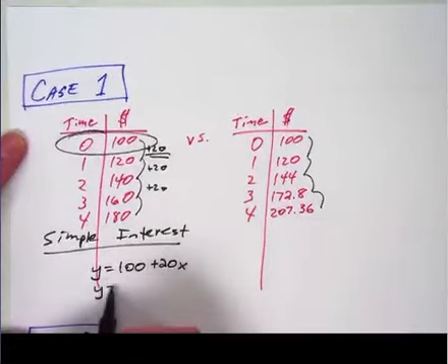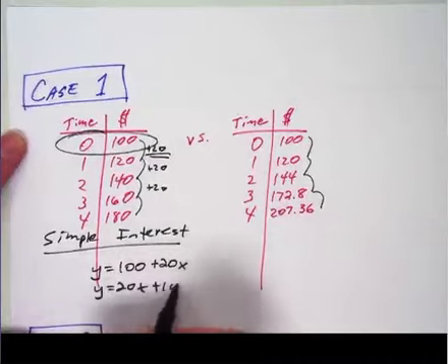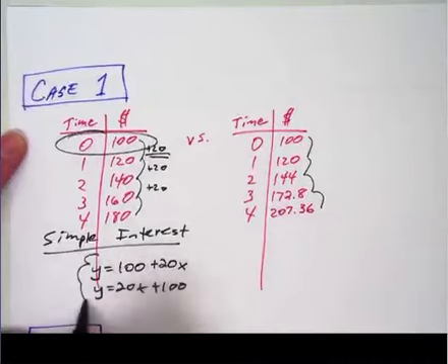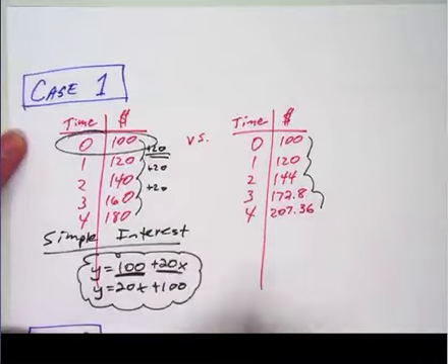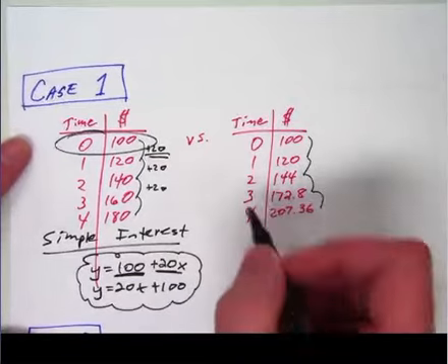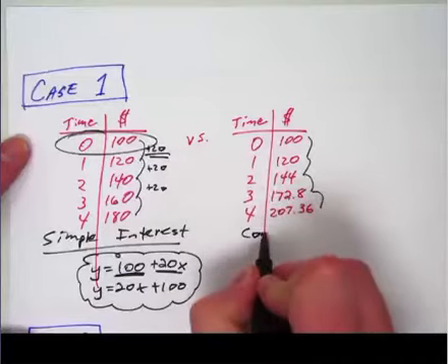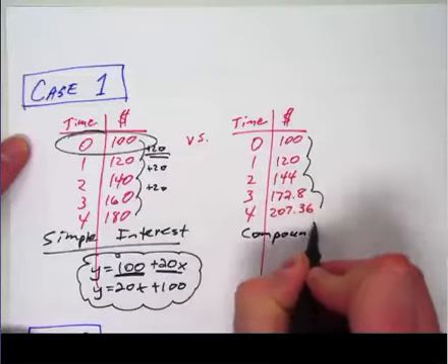I mean, most mathematicians will just call this 20x plus 100, but either one of these model the situation that we're talking about here, where you originally had $100 in the bank and you added 20 a week or something like that. If you take a look over here on the compound interest side, so this is compound interest.